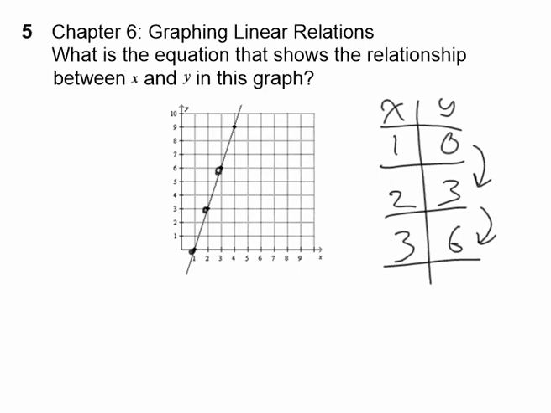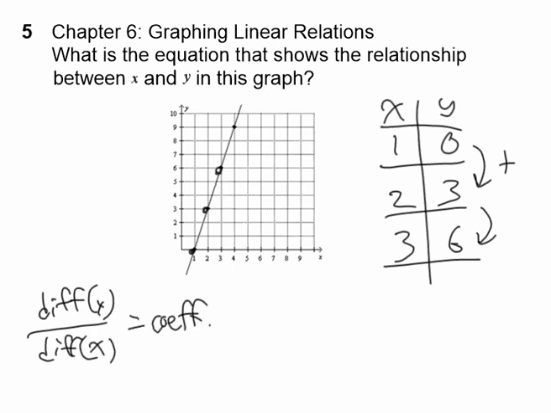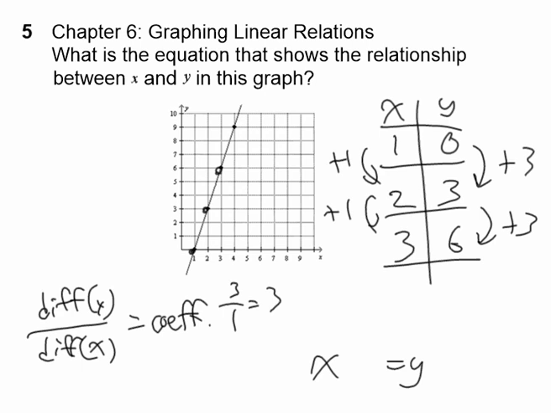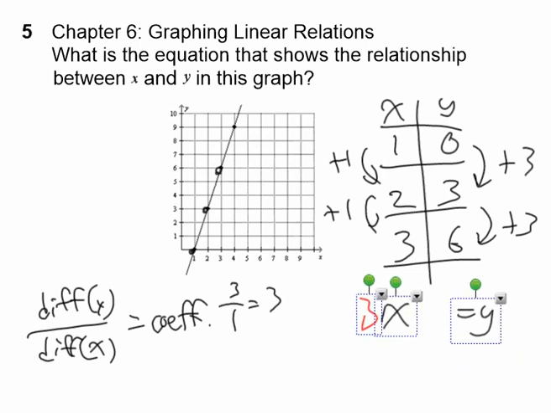Once we have that, we're going to find the difference in y divided by the difference in x. And what that's going to tell us is the coefficient of our equation. So when I put x and y down here, since it goes up by 3 here, and it goes up by 1 here, 3 divided by 1 equals 3, which means the coefficient in my equation that shows the relationship between x and y is going to be a 3. Okay? We call that the slope of our line.